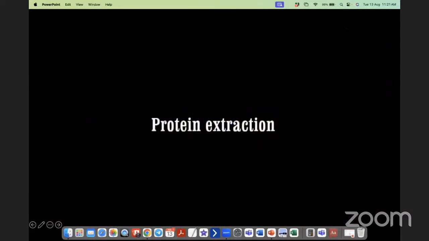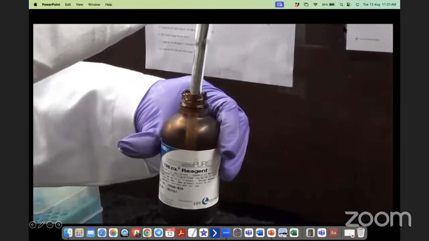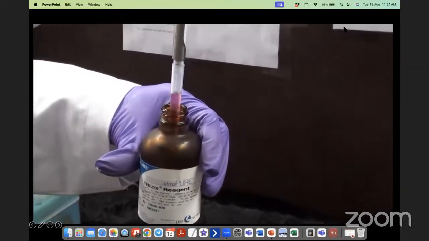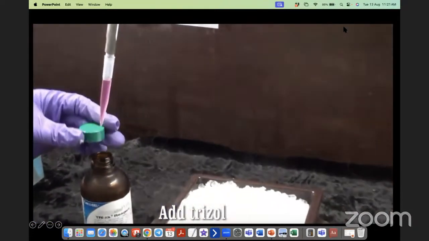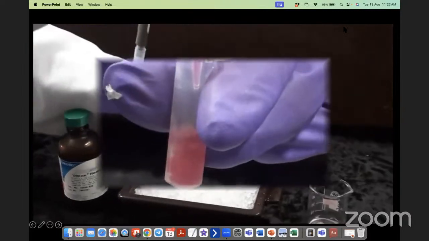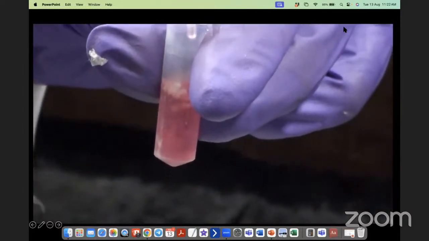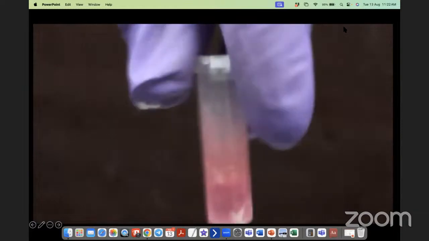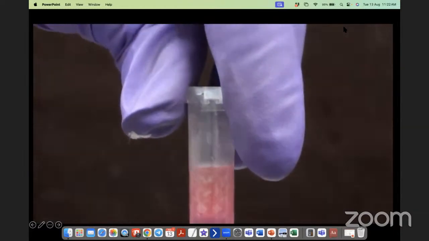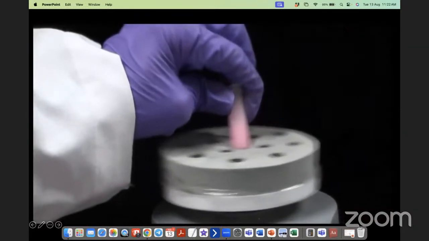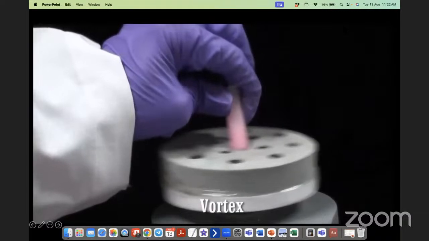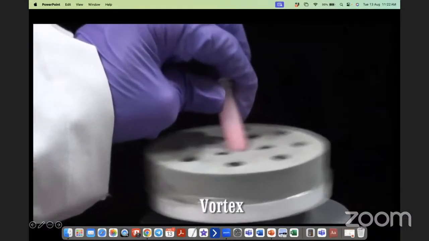Protein extraction. The Trizol extraction protocol allows efficient separation of not just the bacterial proteins, but also their DNA and RNA. Add the Trizol reagent consisting of guanidinium thiocyanate, phenol, and chloroform to the supernatant obtained after sonication. Mix the contents thoroughly by vortexing.